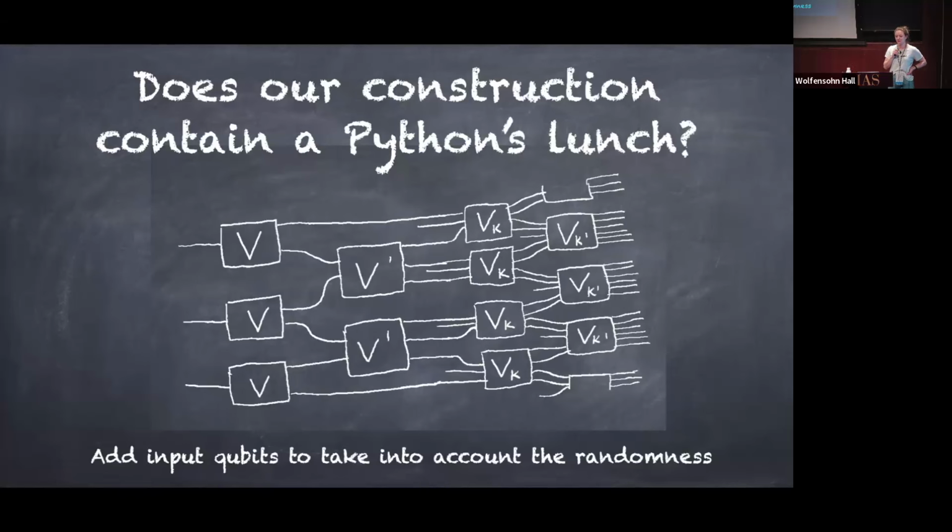Oh, well, maybe this is one of those things. But sorry, you discussed this before, right? Then don't you have to include the reference system that's entangled with the randomness? Yeah. And I think even with that, people don't get a Python's lunch.